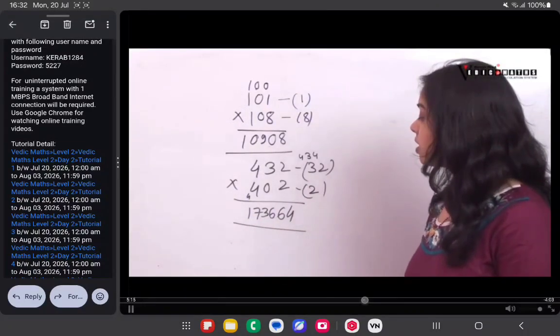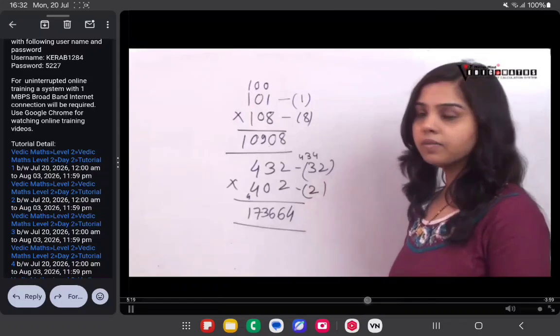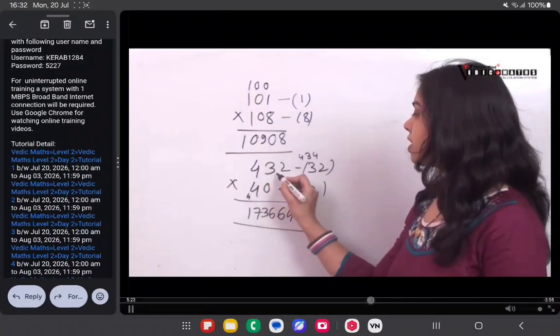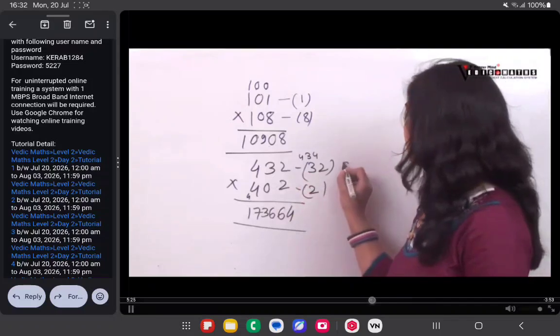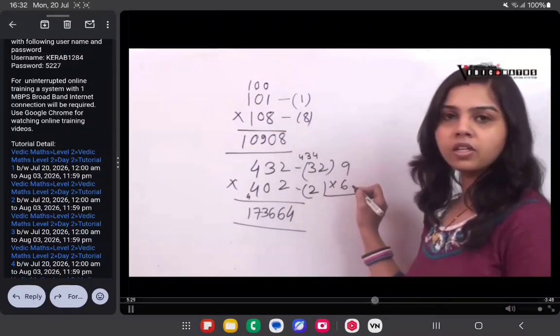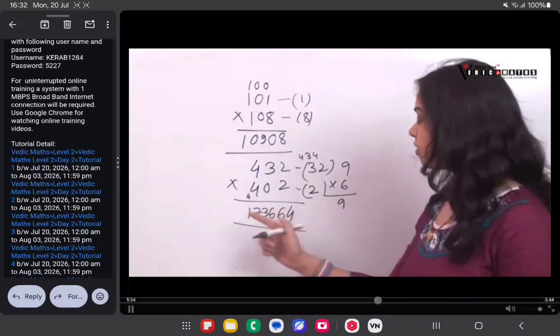So our final answer is 173664. Let's check it by Navanga. 4 plus 3 is 7, 7 plus 2 is 9, and into 6, that means there will be no meaning. 9 into 6, something will be 9. Let's check from here.